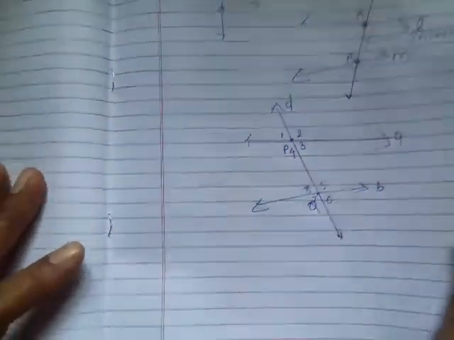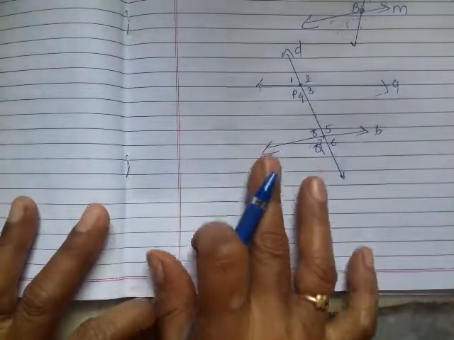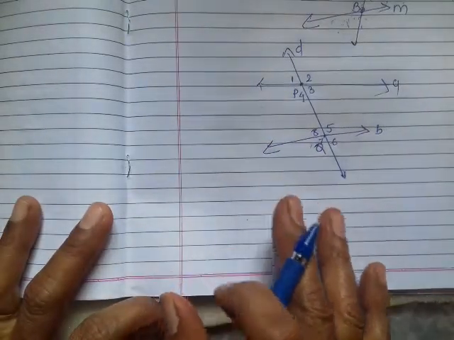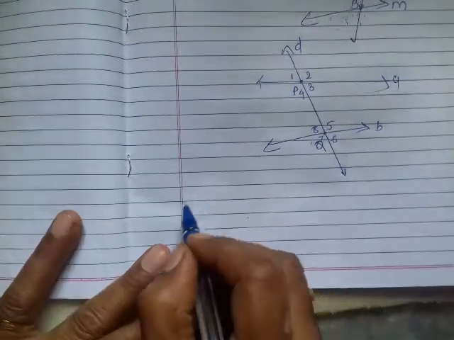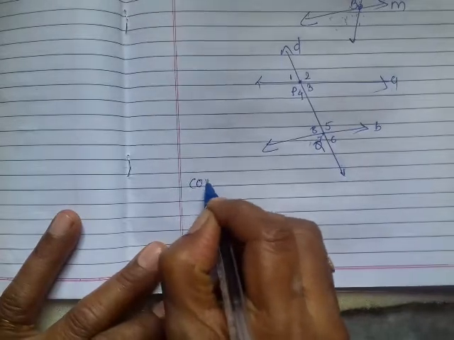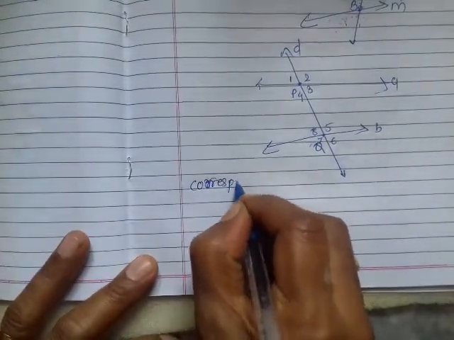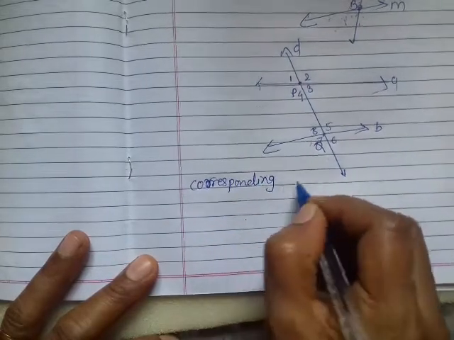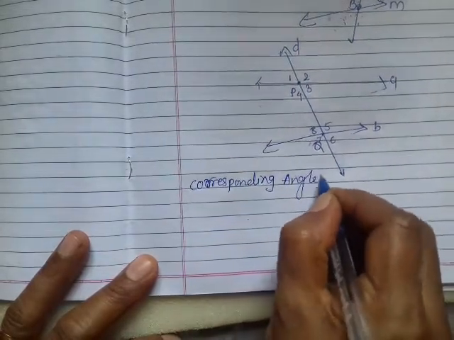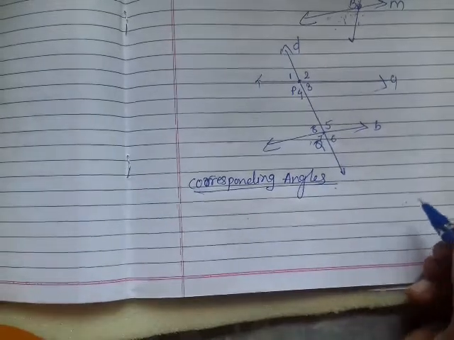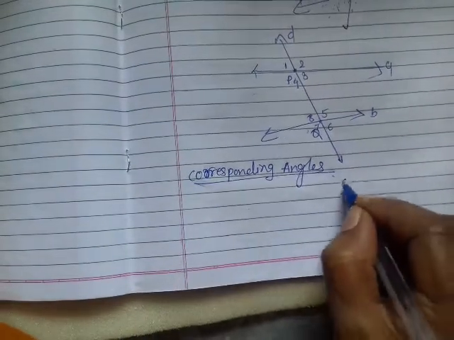Now the first pair we will consider. How many angles did I say are forming? A total of 8 angles are there. Then the first pair is the corresponding angles. Corresponding angles means there is a pair. Now which are the corresponding angles?